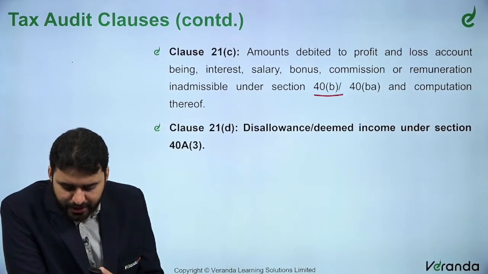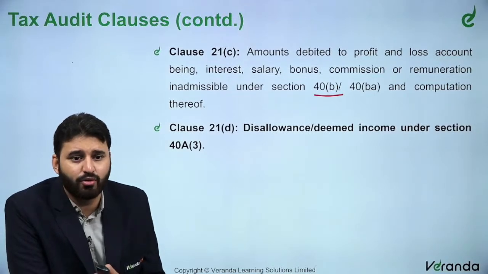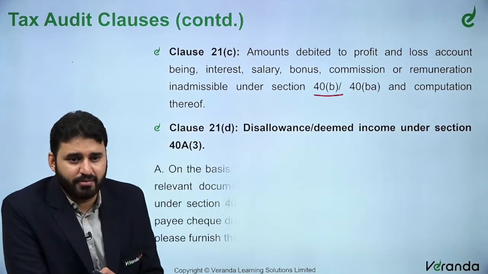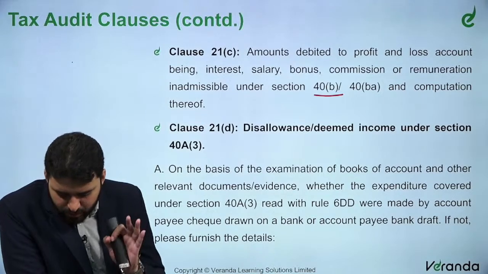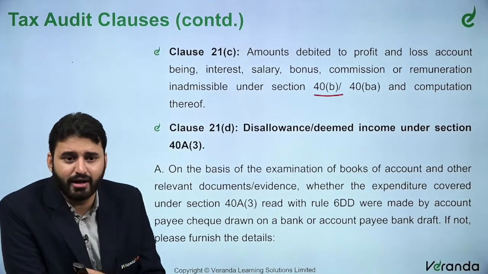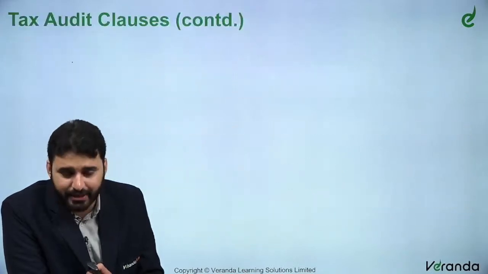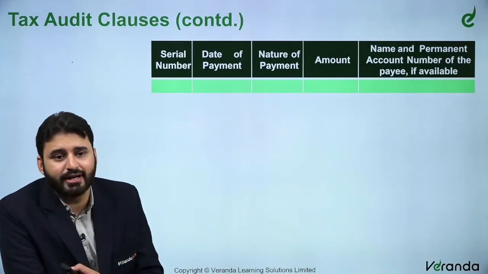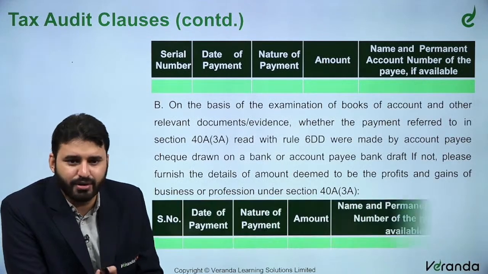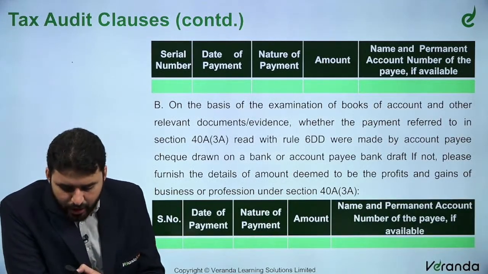Disallowed or deemed income under section 40A(3): cash payments of more than 10,000, payments other than account payee cheque or account payee bank draft, will be disallowed. That's more than 10,000, or rule 6DD. You have to mention it in this particular form. All these are very simple ones. I am not going into detail.